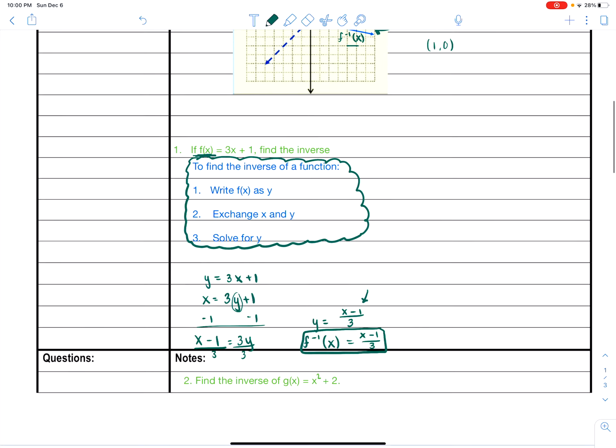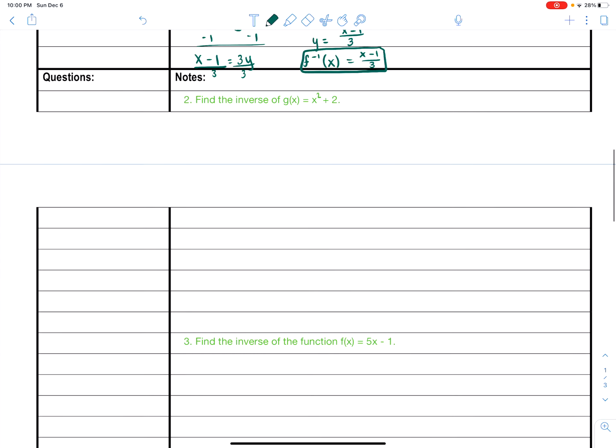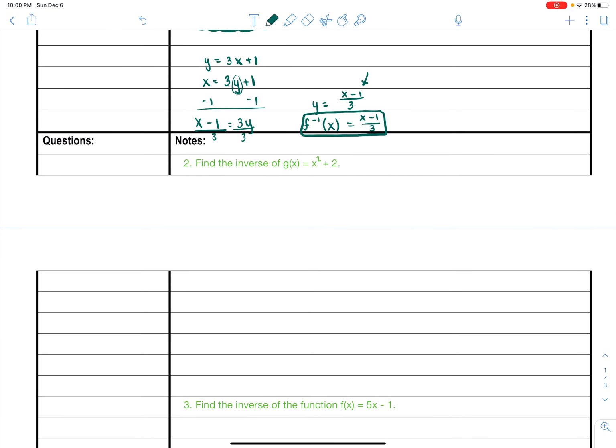Okay, so now let's just practice that. Number 2, find the inverse of g of x equals x squared plus 2. So first, instead of g of x, I'm going to write y equals. Then I'm going to change the order. So I'm going to switch my coordinates. So the y becomes x and the x becomes y.